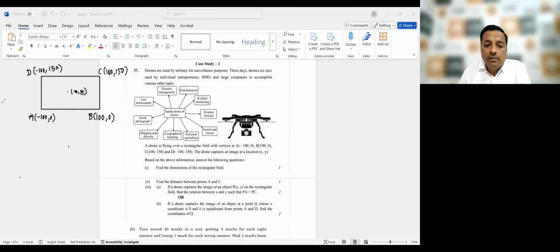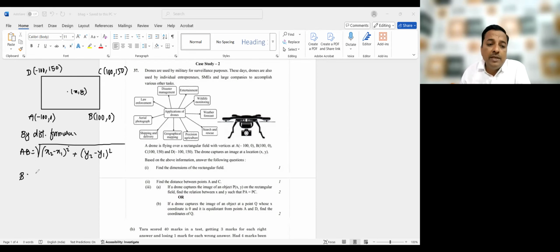Dimensions of a rectangular field means what? Dimensions means we have to find the length and breadth. So first we have to find AB. How to find AB? By the distance formula. AB is equal to the square root of (x2 minus x1) whole square plus (y2 minus y1) whole square. You understood?